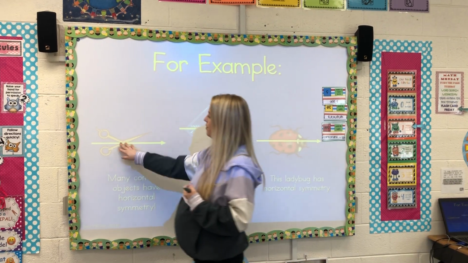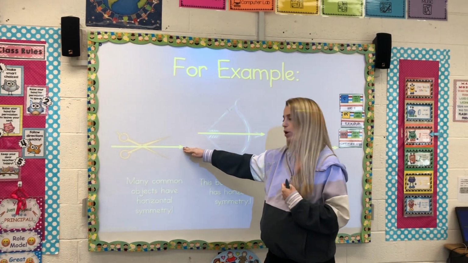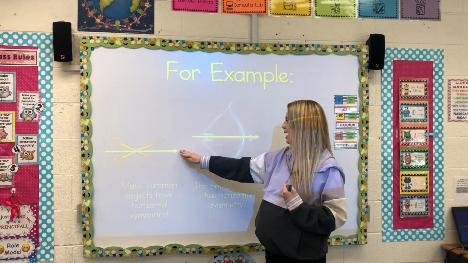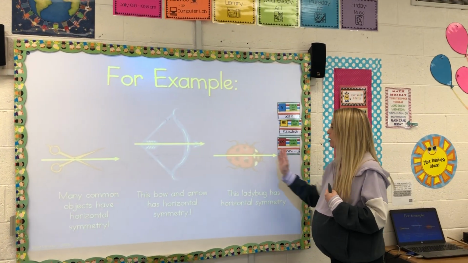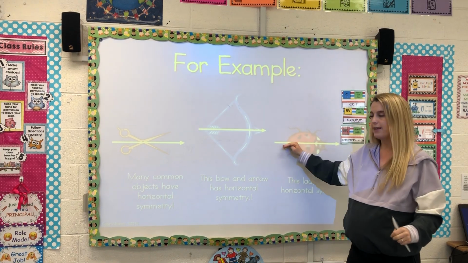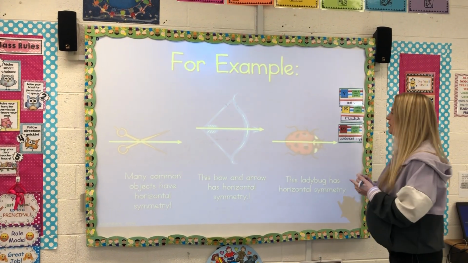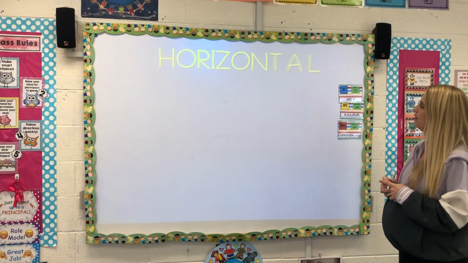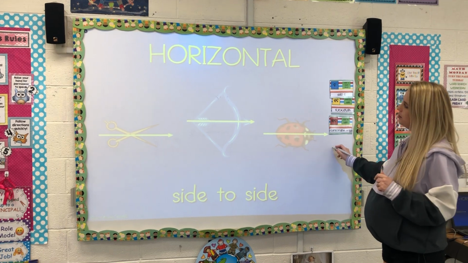Okay, so this picture of scissors, you wouldn't be able to cut it in half this way. You've got to do horizontal symmetry, side to side. Same with this bow and arrow, same with this ladybug. If you cut them in half this way, they would be different. But because you're cutting them in half horizontally, they've got a line of symmetry horizontally. Side to side.